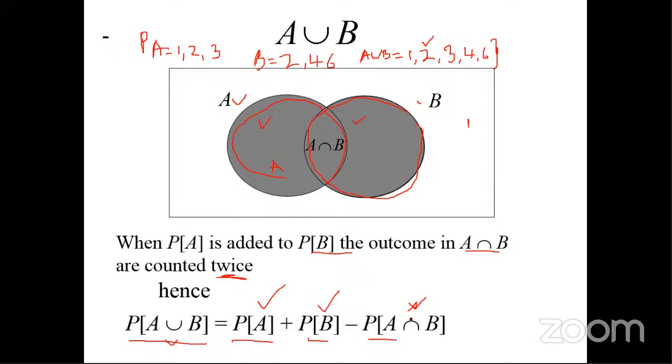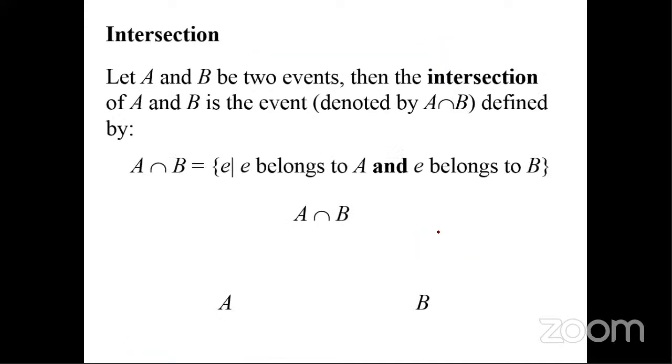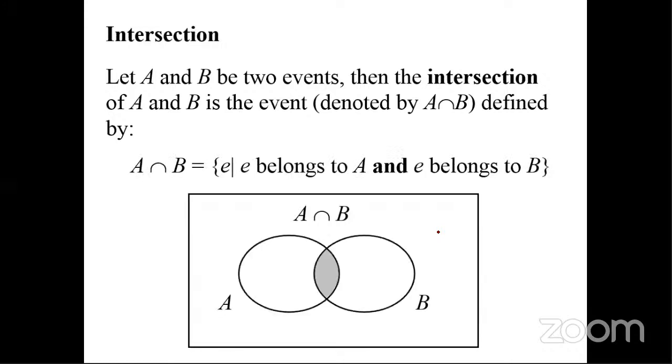Now, members, this is how we are with our probability as far as the union is concerned. I said these notes we shall get them, but if you can take note of them, it's well and good. Now, let's continue. Let's come to the intersection now. What do we mean by the intersection?